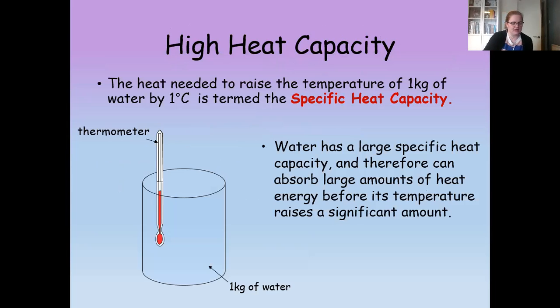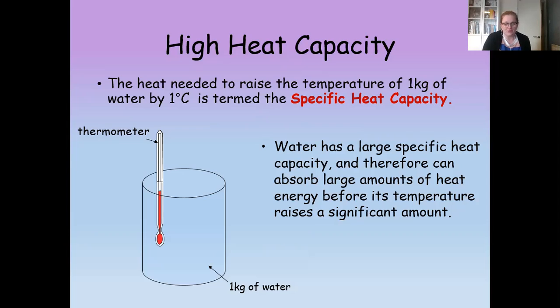So it has a high latent heat of vaporization, but it also has a high heat capacity. So we're going to go through the definition of specific heat capacity again. That is something that you'll learn at GCSE in physics. Specific heat capacity is the heat that is needed to raise the temperature of 1 kilogram of water by 1 degree Celsius. So that is how much heat is required. And water has a very, very high heat capacity.